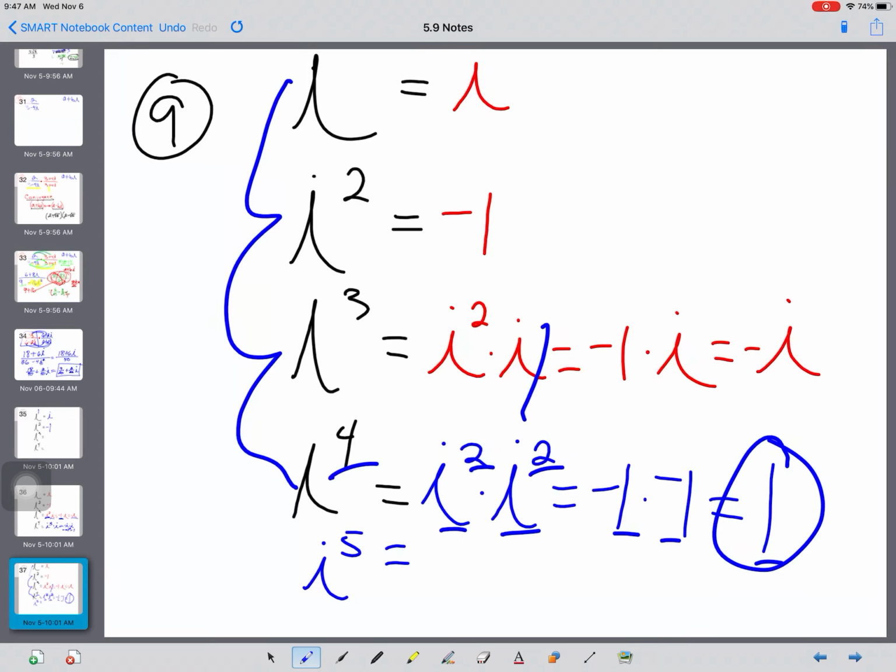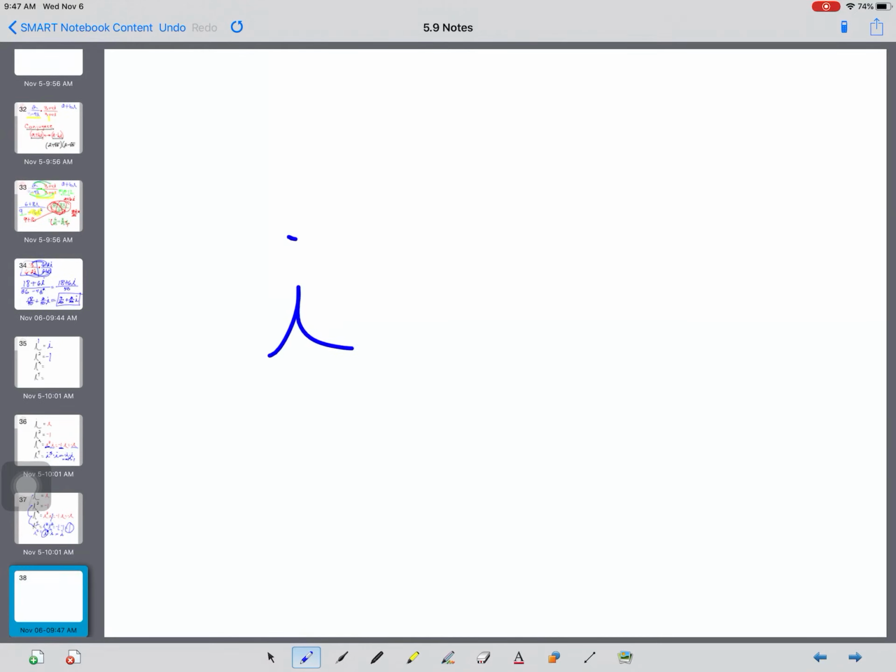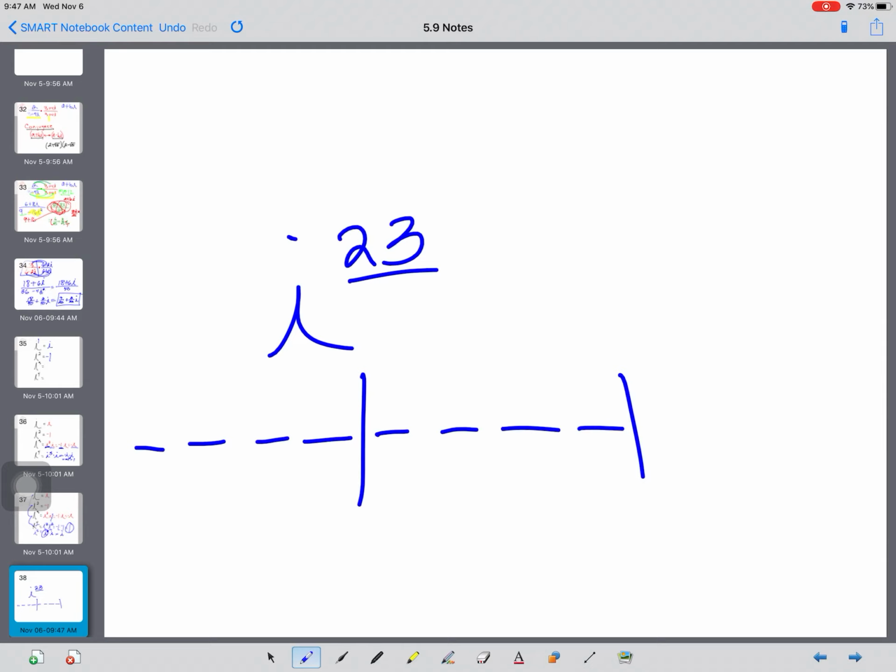So if I had i to the fifth power, i to the fifth power would be i to the fourth power times i. And i to the fourth power we just figured out is 1, so 1 times i is just i. What if I had i to the 23rd power? Well, every group of 4, if I wrote this out, i times i times i times i times i, 23 times, every group of 4 would give me 1. So when I multiply the first 4 i's together, that's equal to 1. Now multiply the next group of 4 together. That equals 1. Multiply the next group of 4 together. That equals 1.